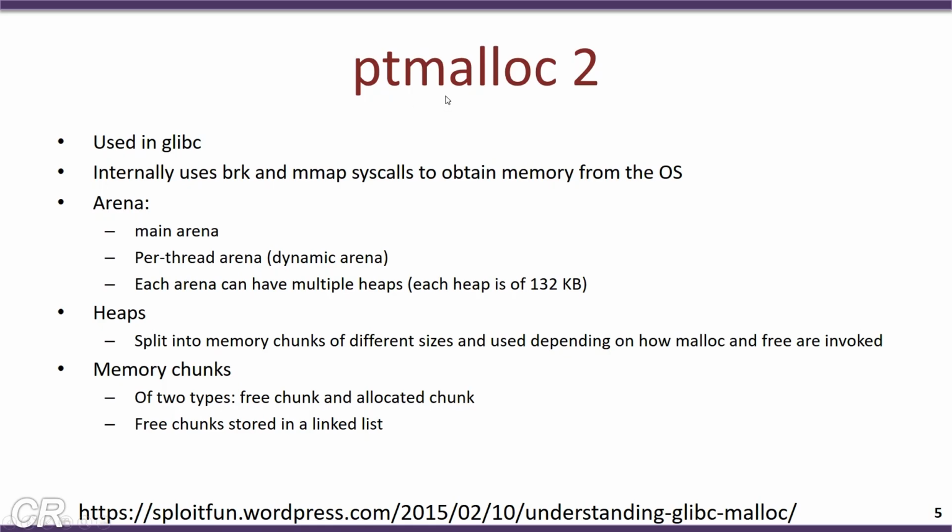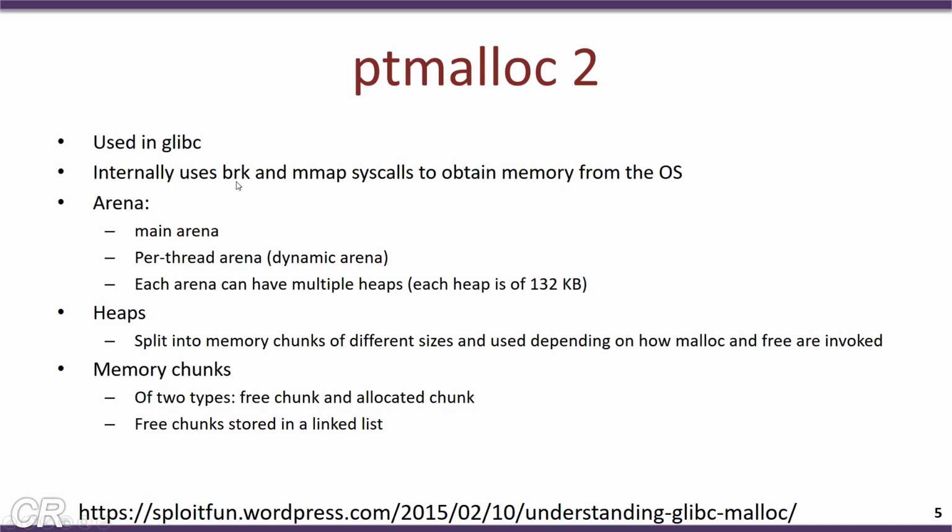Now, as we know, PTMalloc2 is present in the glibc library, which is linked with all standard C or C++ programs that you write on a typical Linux system. Internally, PTMalloc2 uses two system calls to obtain memory from the operating system. These system calls are known as brk and mmap. Whenever brk or mmap is invoked, the operating system gets executed, and the operating system would allocate a chunk of memory for that particular process.